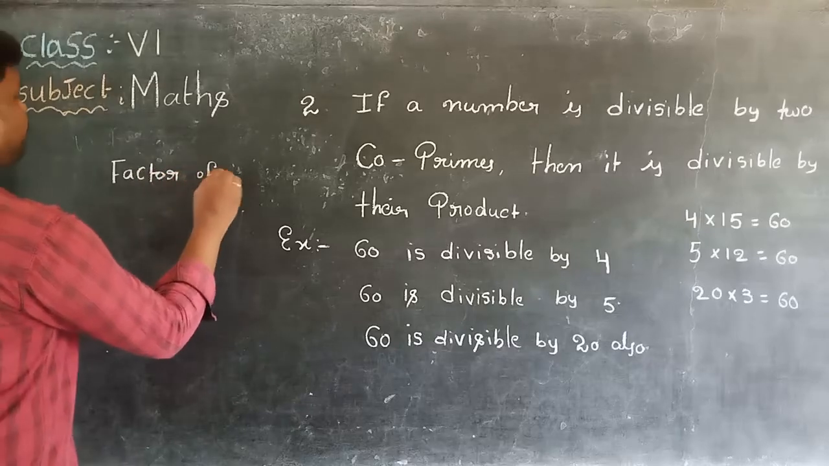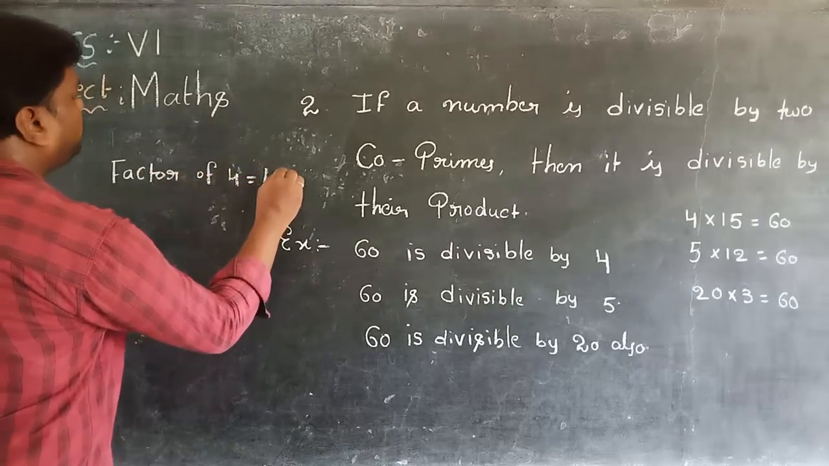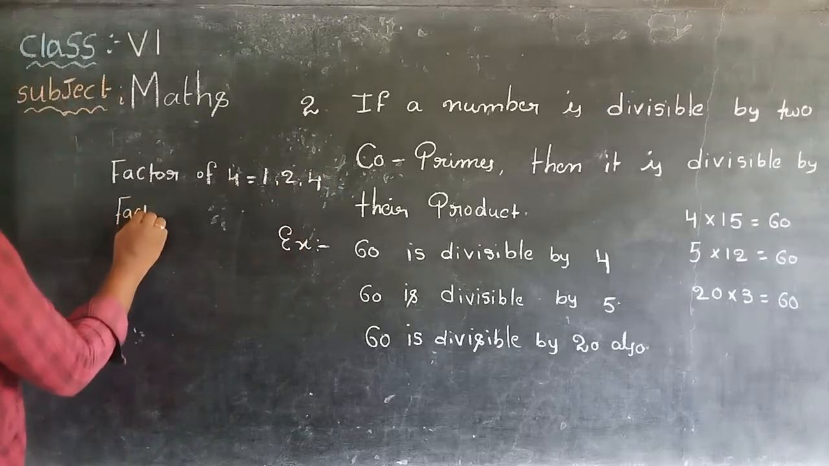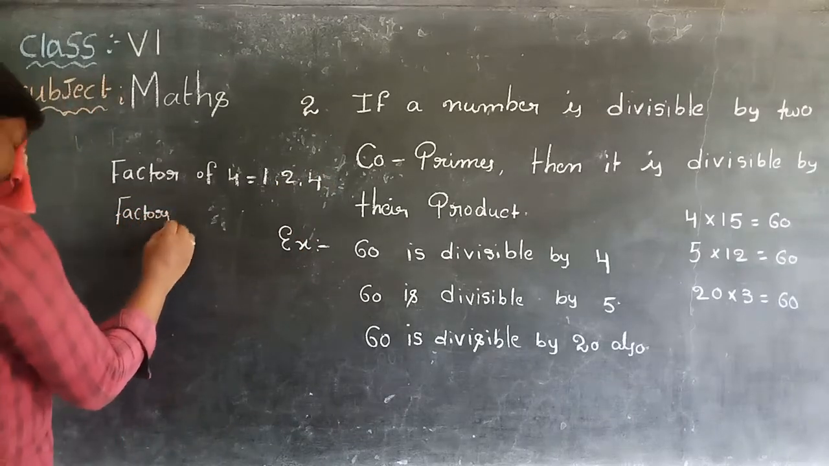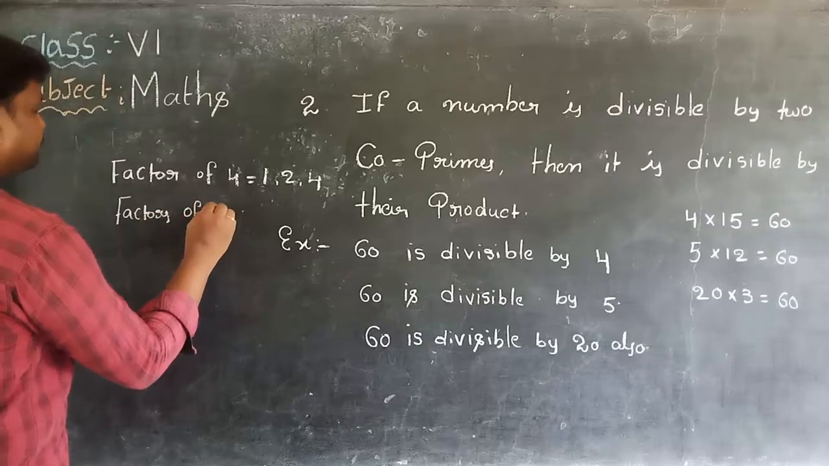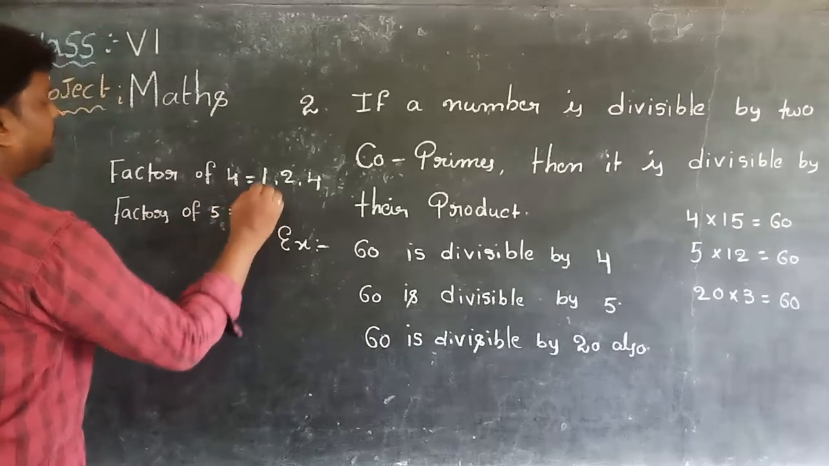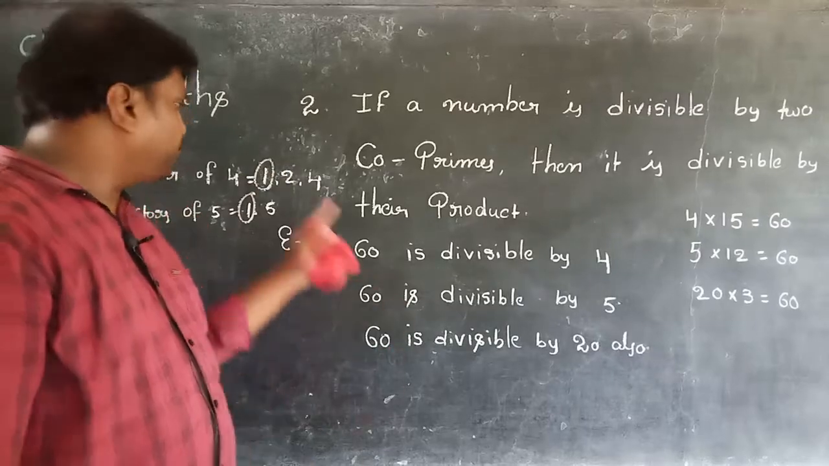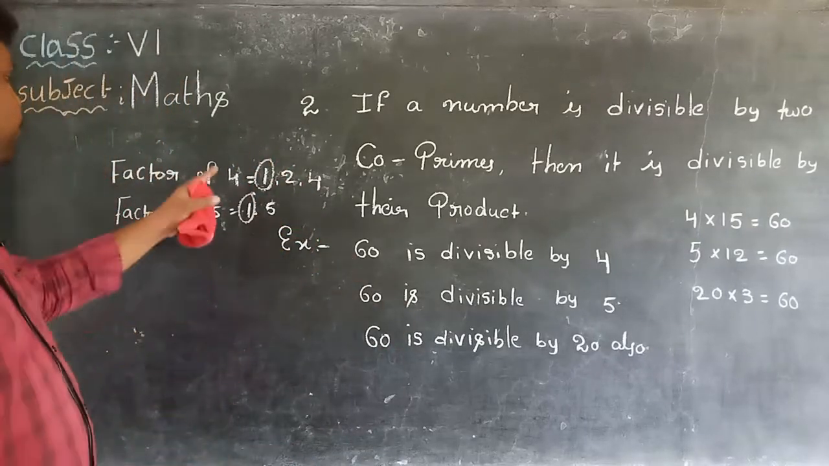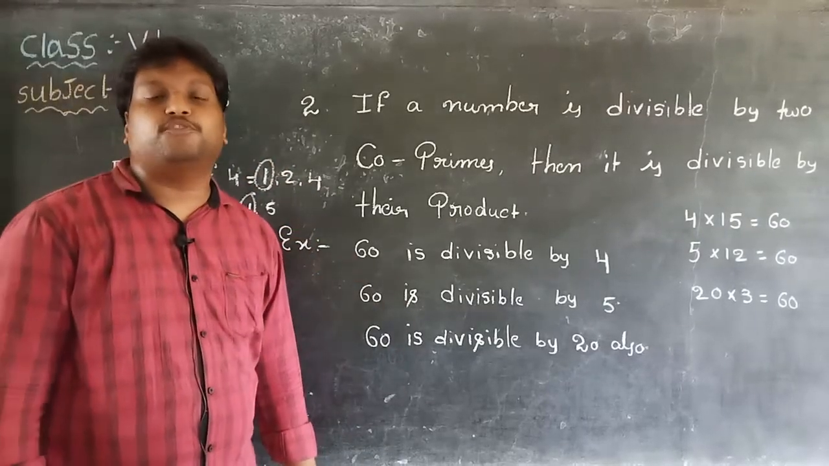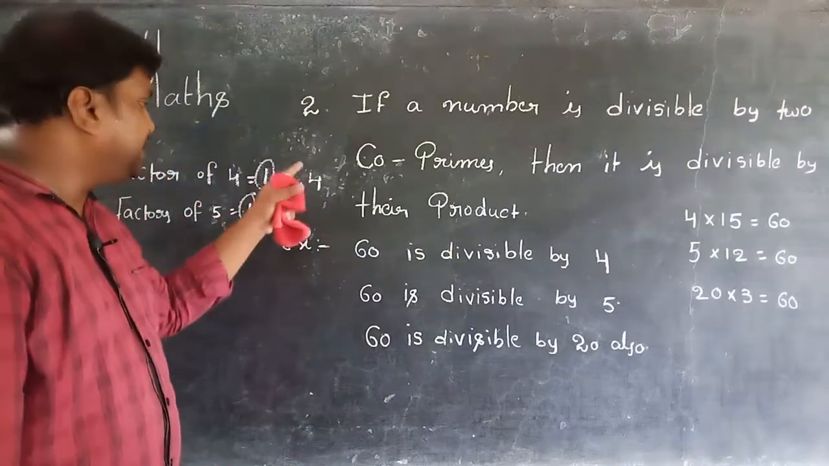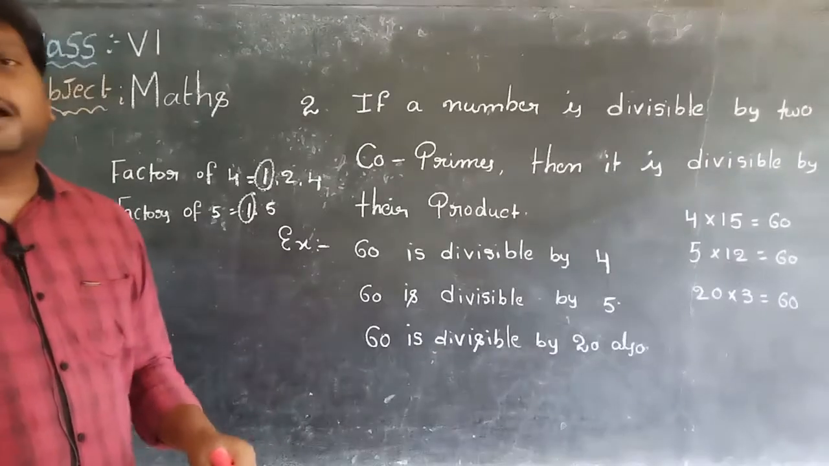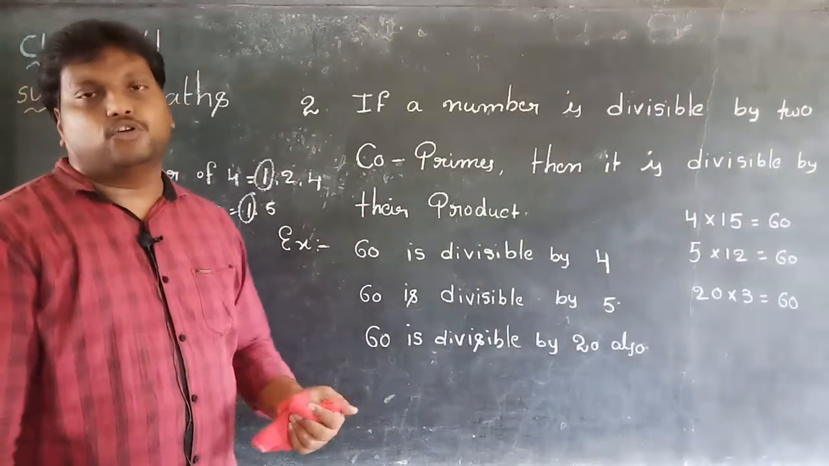Factors of 4 equal 1, 2, 4. Factors of 5 equal 1, 5. What are the common factors? Only 1 is the common factor. Number 1 is the common factor. That's why 4 and 5 are co-primes. Is there any other common factor except one? These two are not co-primes.